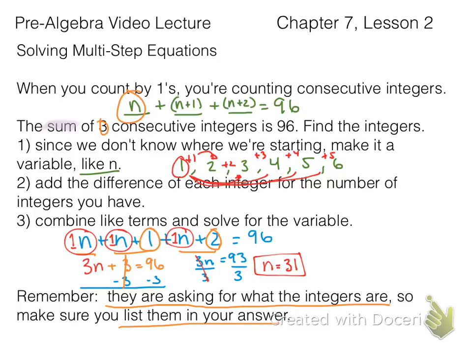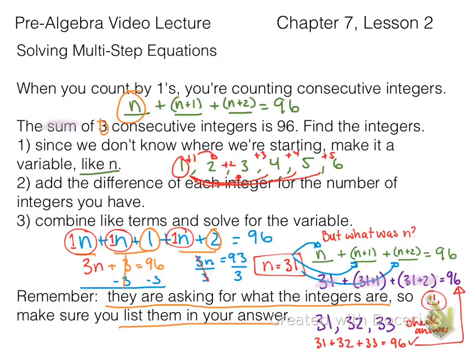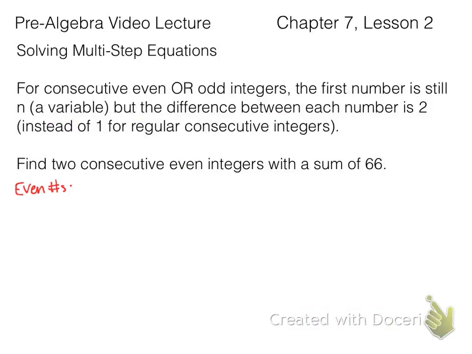answer. So if n equals 31 and n is the first number, okay, but what is n? Well, n is 31, so it goes there, there, and there. So the first number is 31, the second number is 31 plus 1, and the third number is 31 plus 2, which means the numbers are 31, 32, and 33. And if you add them all up, you should get 96, which we do. Smiley face.